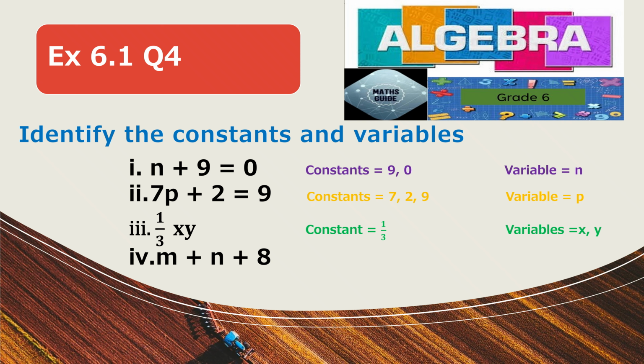Next, 1 by 3 xy, it has only one term. So the constant is 1 by 3 and there are two variables x and y. Next, m plus n plus 8. Constant is 8 and m and n both are variables.